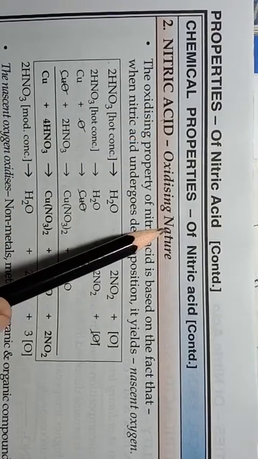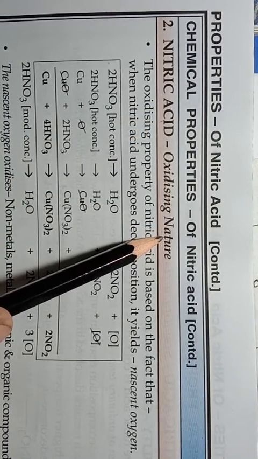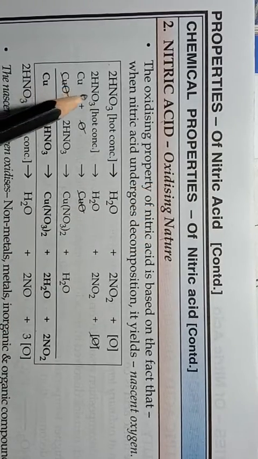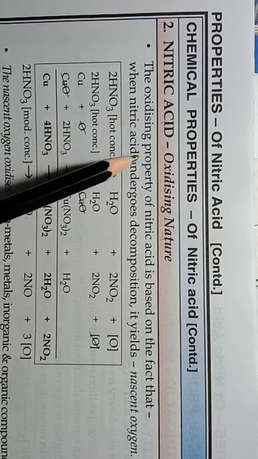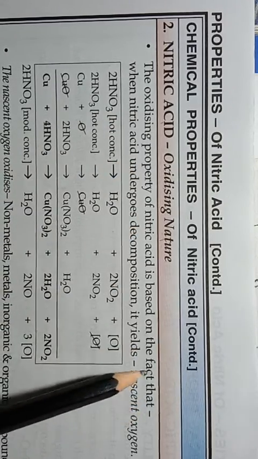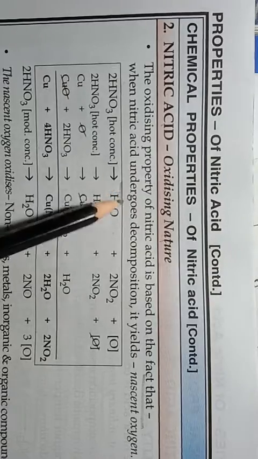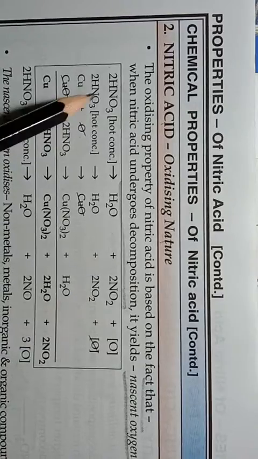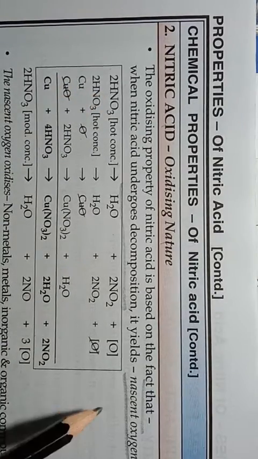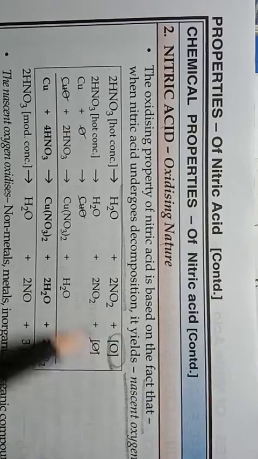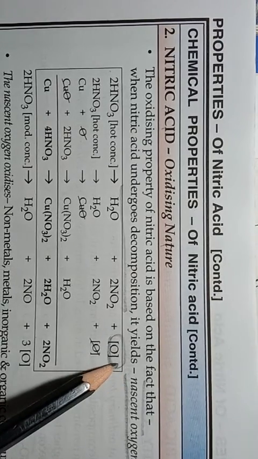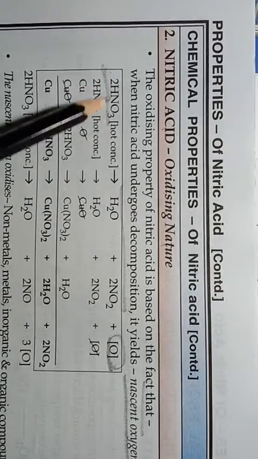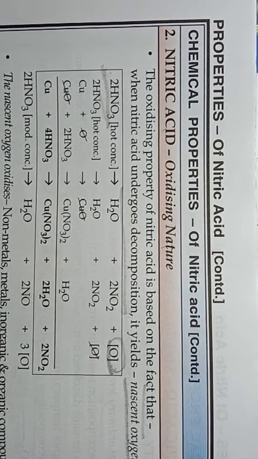Nitric acid as an oxidizing substance or oxidizing agent. So the oxidizing nature of nitric acid. The oxidizing property of nitric acid is based on the fact that when nitric acid undergoes decomposition, it yields nascent oxygen. This nascent oxygen is responsible for the oxidizing nature of concentrated nitric acid.